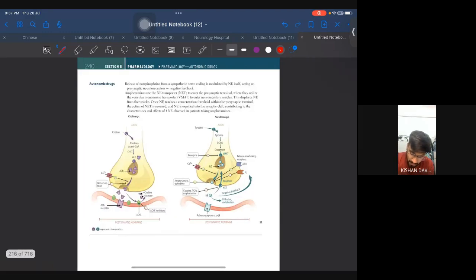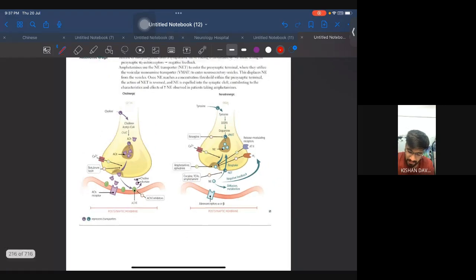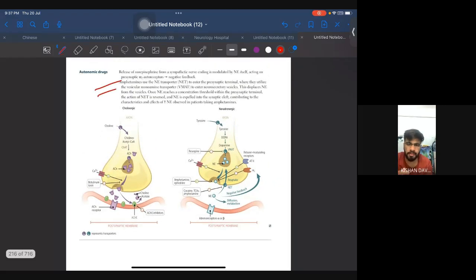Okay, moving ahead, autonomic drug. Here you will be knowing the mechanism for sure. You will be knowing the mechanism. Let's not go into that. Let's just go over here.